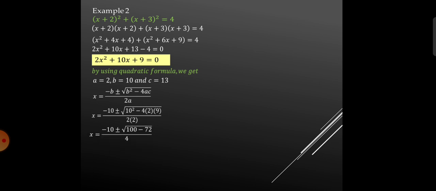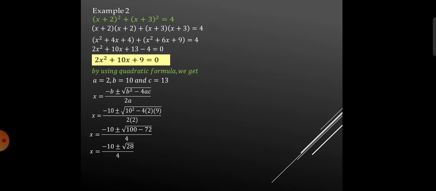So, to simplify further, x equals negative 10 plus minus the square root of 10 squared, which is 10 times 10, so 100, minus 4 times 2 is 8. Continuous multiplication, no? 4 times 2 is 8, 8 times 9, 72. So minus 72. Over denominator 2 times 2, which is 4. To simplify further, x equals negative 10 plus minus the square root of 100 minus 72, which is 28, over 4.